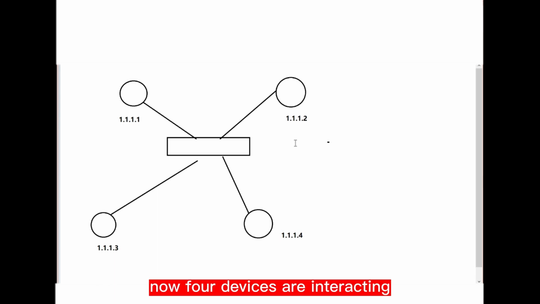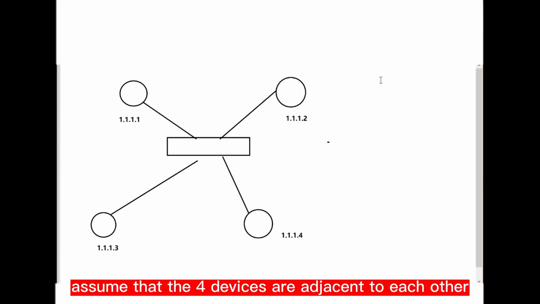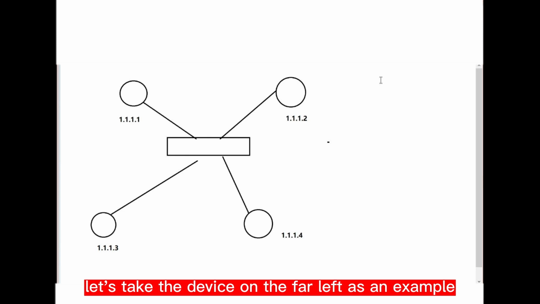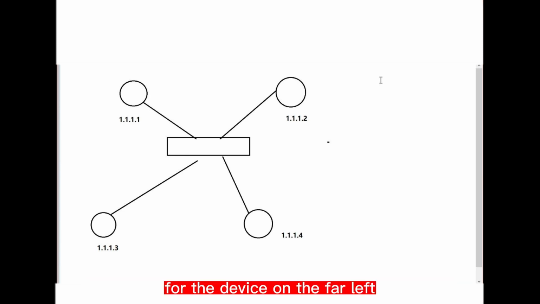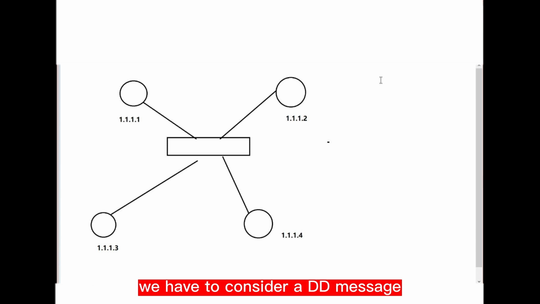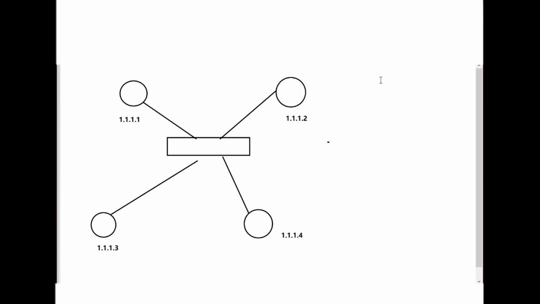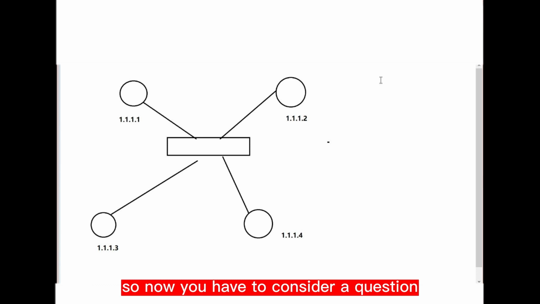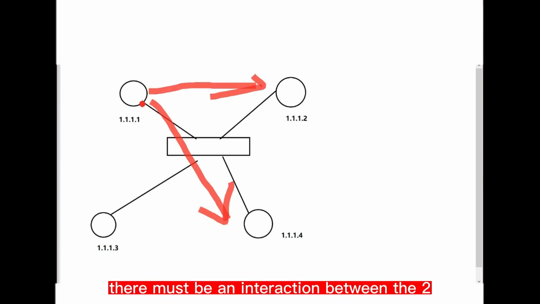Now 4 devices are interacting. Assume that the 4 devices are adjacent to each other, that is, between every two is full. Let's see what kind of effect will appear. Let's take the device on the far left as an example. For the device on the far left, we have to consider a DD message. A DD packet is a unicast packet. I'll just give you an example: all devices are adjacent to each other, and the database is synchronized between every two devices. So now you have to consider a question: there must be an interaction between every two.